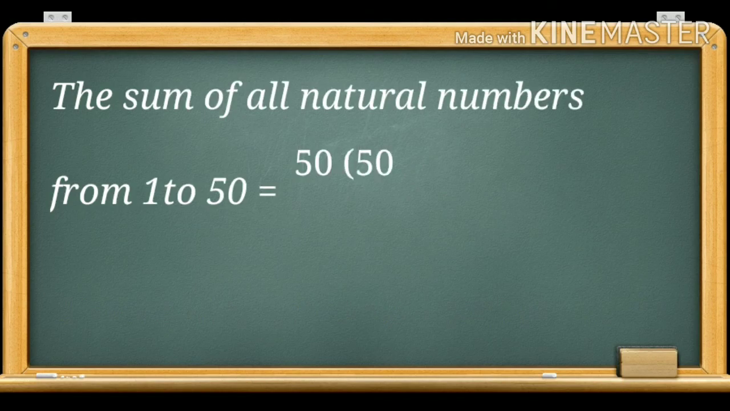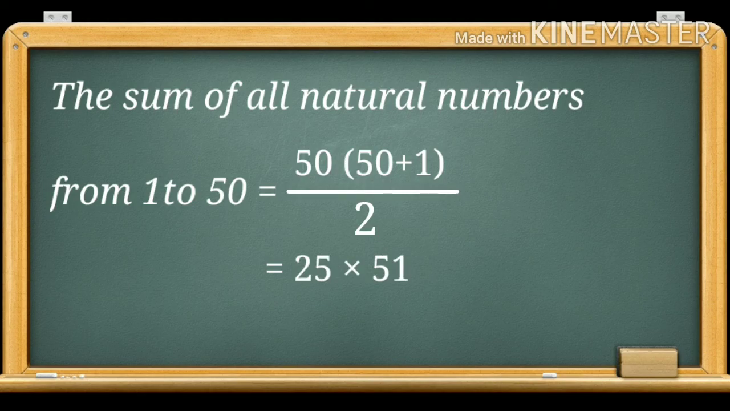So, after substitution we get 50 into 50 plus 1 divided by 2. After simplification we get 25 into 51, and after multiplication the answer is 1275. So using this formula we can easily calculate the sum of all natural numbers from 1 to n.